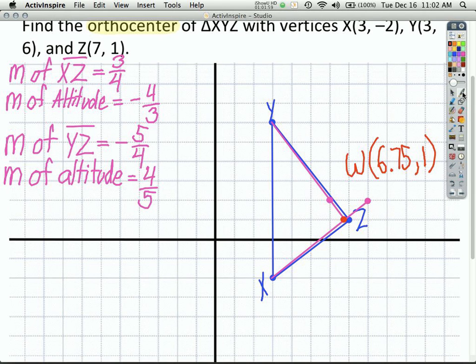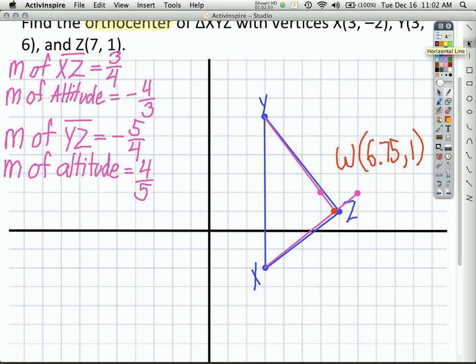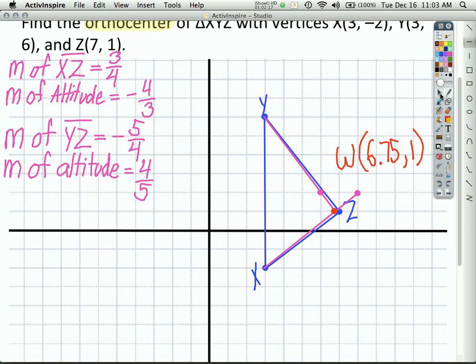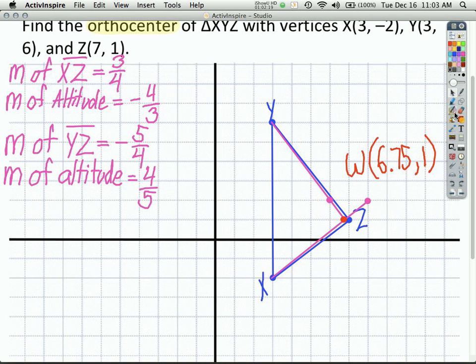If I did go ahead and draw the final altitude, it is easy because this is a perfectly vertical line, and a perpendicular line to that will be that line right there, and you see it goes right through that same point. So we didn't need that last altitude. We only needed 2 of them.